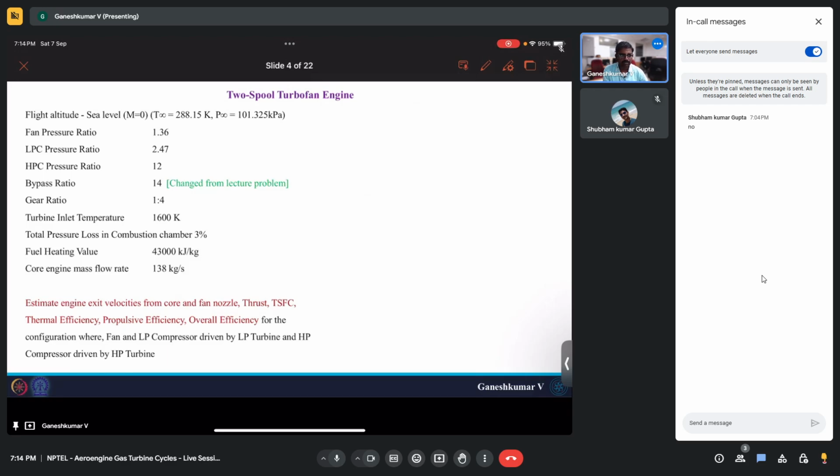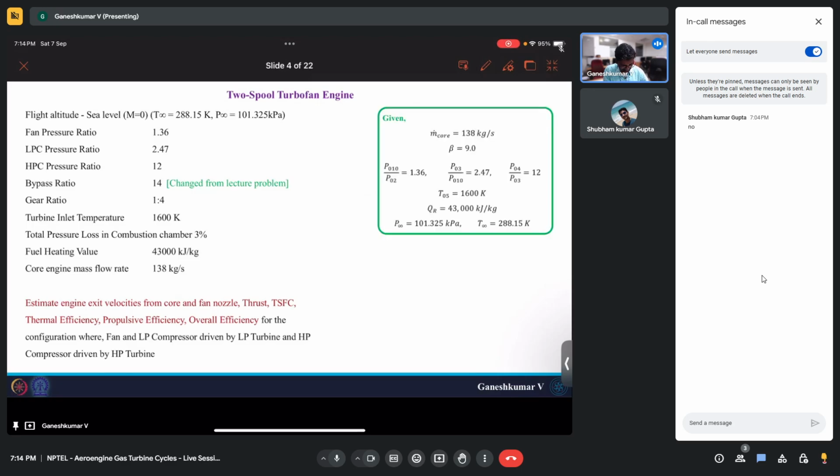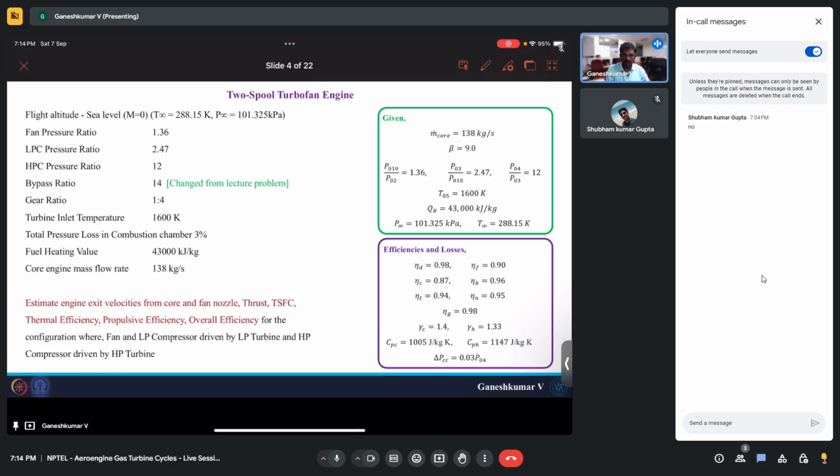For example, the velocities, area of the nozzle, the thrust, TSFC, and efficiencies. Since it is going to run at sea level, we do not have propulsive efficiency and overall efficiency. By now, I think you are all familiar with that. So these are the given data, and we also have efficiency.